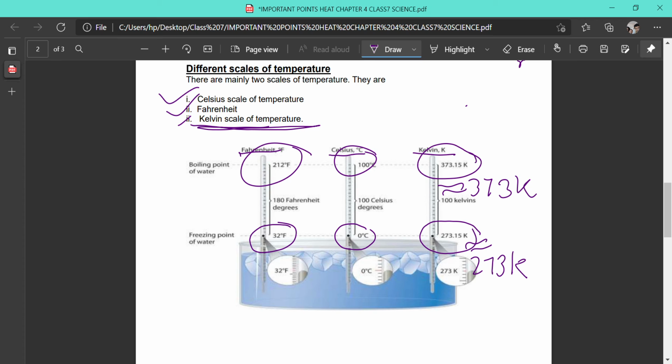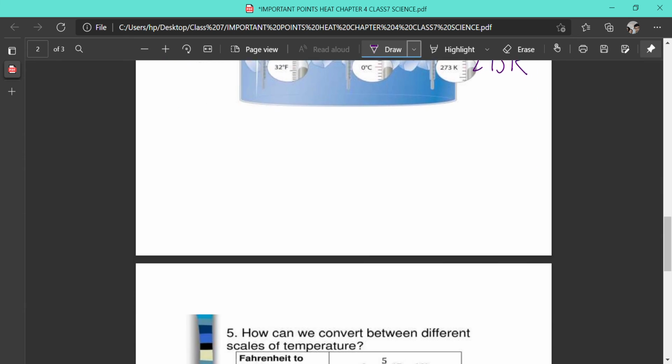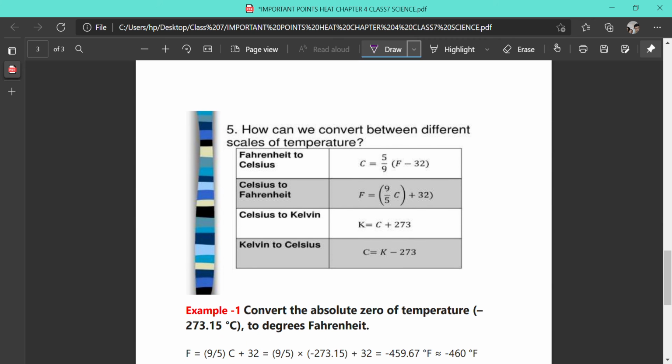Based upon these three scales of temperature, we can find out the relationship between them. You should remember this relationship in this class. What are the relationships that we can make out? When changing Fahrenheit scale to Celsius scale, the formula we use is C, Celsius, equals 5/9 into (F minus 32). When changing Celsius to Fahrenheit scale, the algebraic formula is F, Fahrenheit, equals 9/5 into C plus 32.